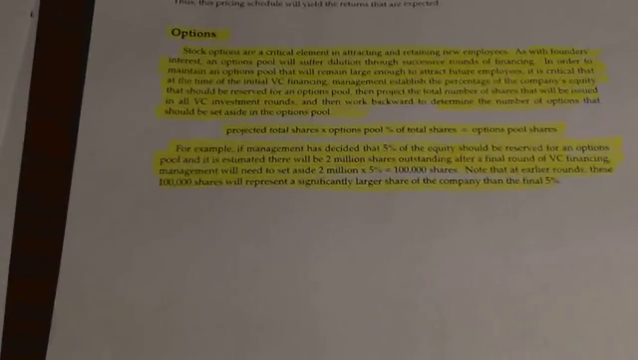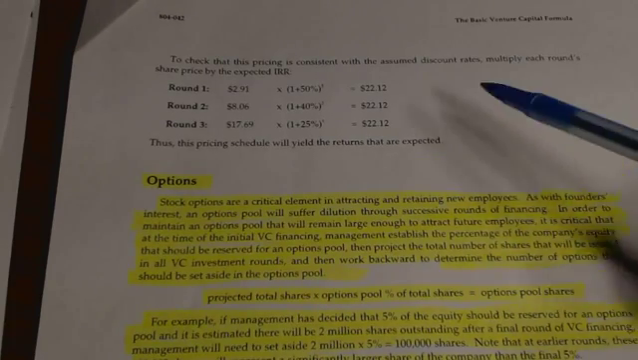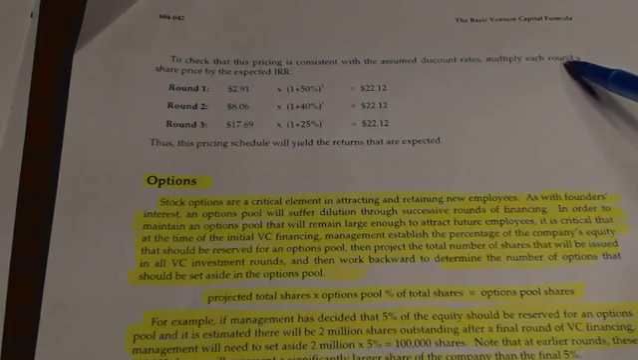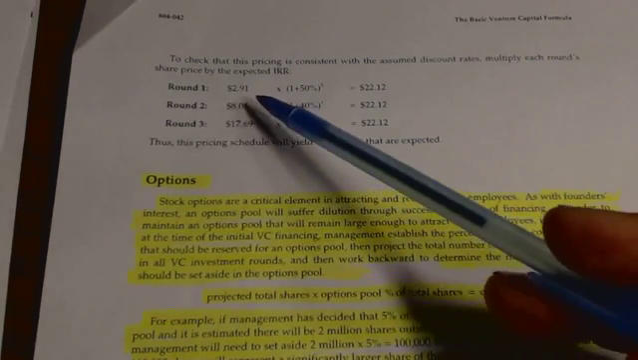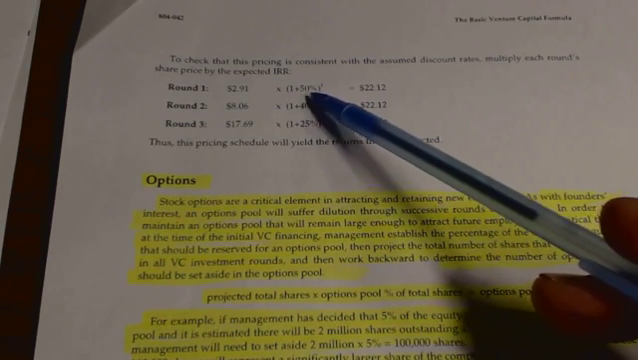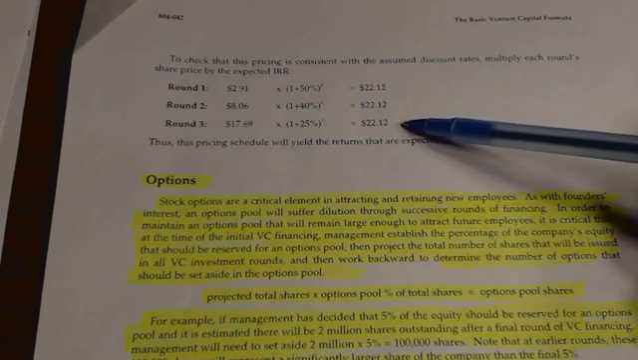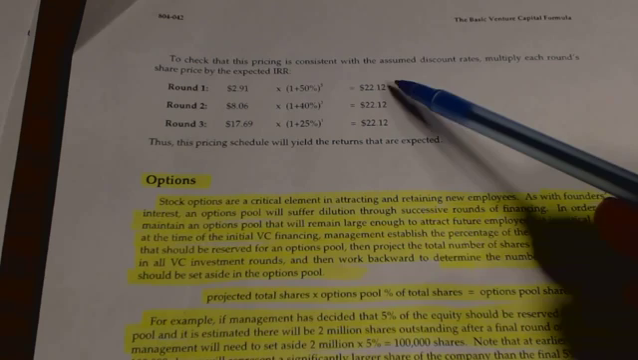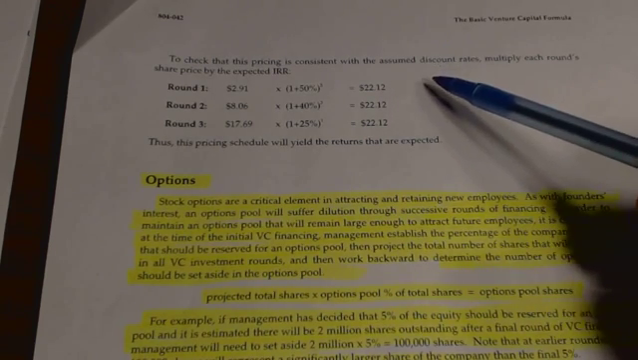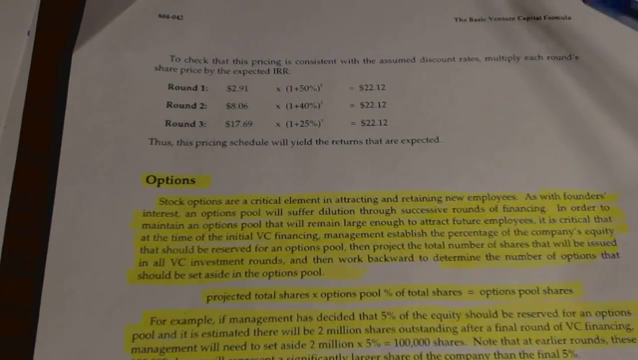Okay, so it says to check, this is page 6, that was page 5. To check this pricing is consistent with the assumed discount rates, multiply each round's share price, what we just figured they bought in at, right, times their IRR for the number of years, and it should equal the $22.12 because this is based on the number of shares left and the terminal value of 37,500,000 and their IRR for the number of years.